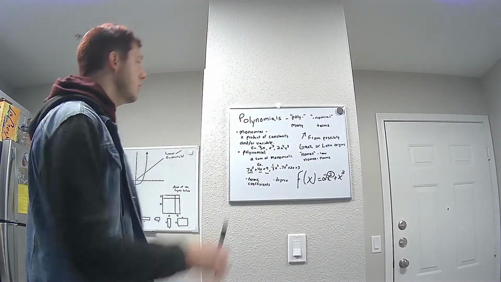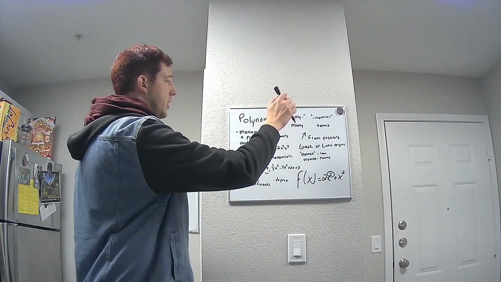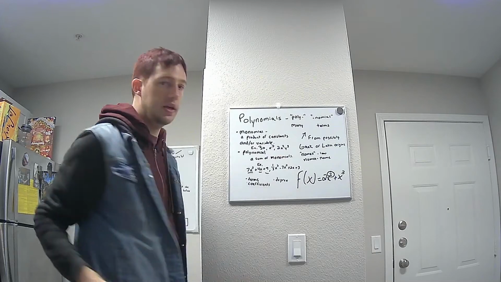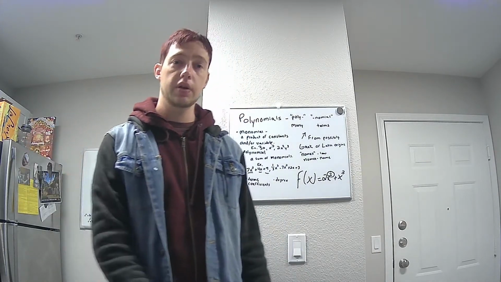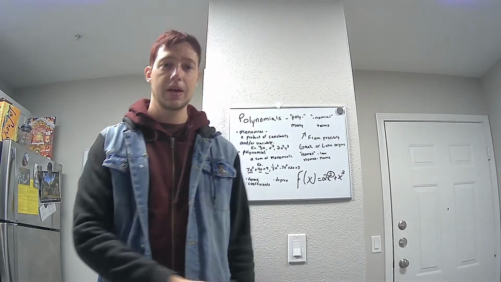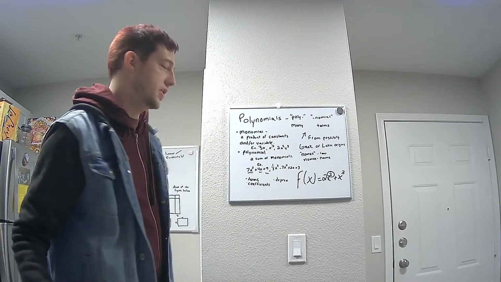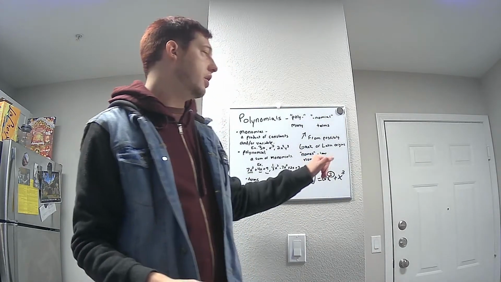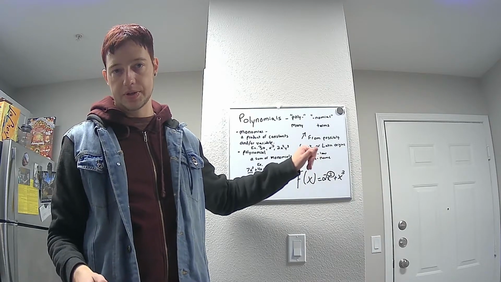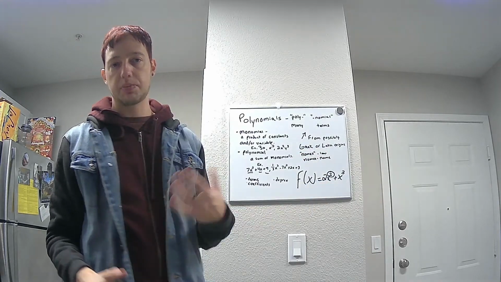So, polynomial, that comes from the prefix poly, which means many. If you are into polyamory, it means you have many partners. If you're polytheistic, you believe in many gods. And polygamy means many marriages. Okay? Nomial is the suffix here. That probably comes from the Latin nomen, which is name, because polynomial means many terms.